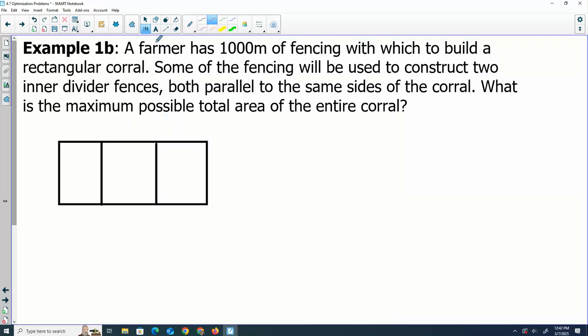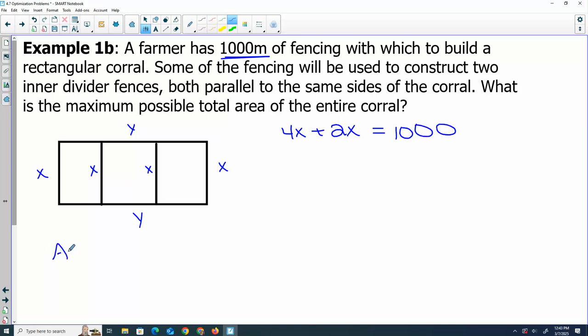So I need to label if this is X and this is Y for a moment. This would be a Y and this would be an X. These would also be X's. So when I add them up, I get 4x plus 2y. Sorry, I'm adding up to get my total fence, which is the 1,000. Okay, so we know that.